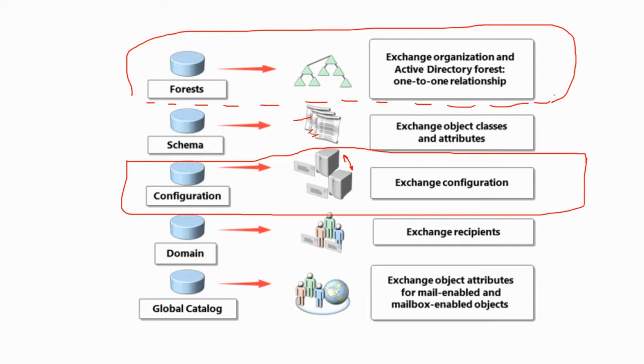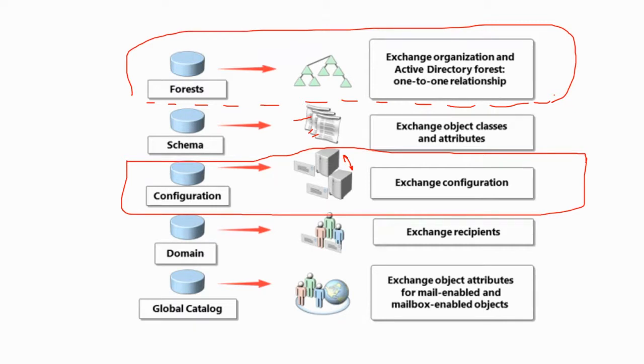So for the schema partition, the Exchange Server 2013 installation process modifies the schema partition to enable the creation of Exchange Server specific objects. The installation process also adds Exchange Server specific attributes to existing objects. For example, the installation process updates the user object with additional attributes to describe storage quota and mailbox features. We see this when we look at the mailbox configuration.